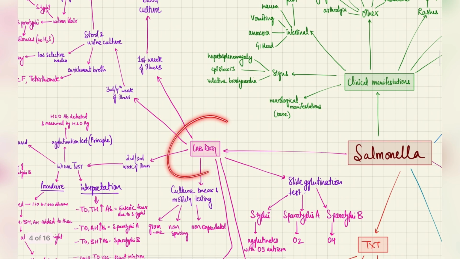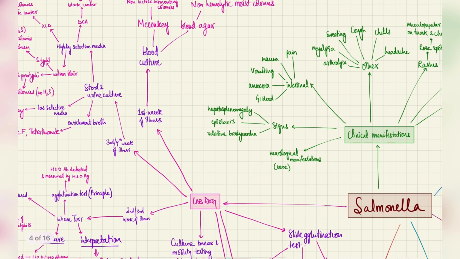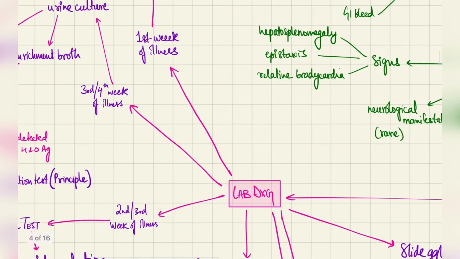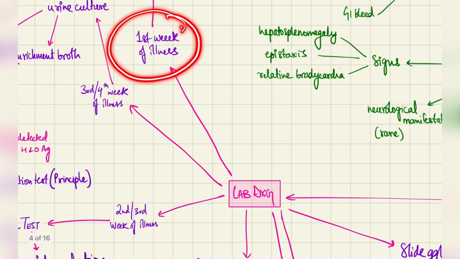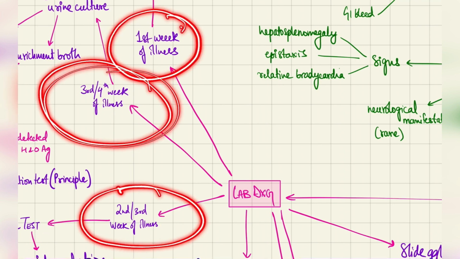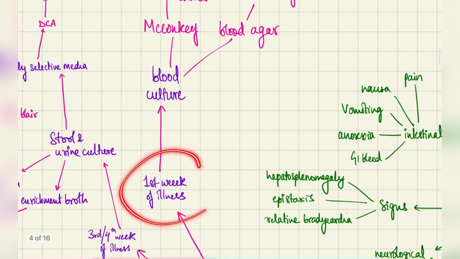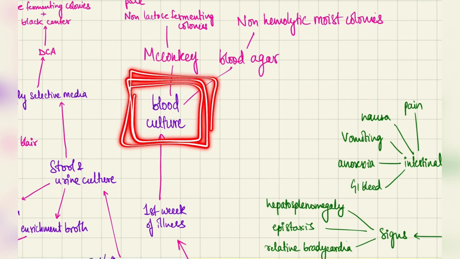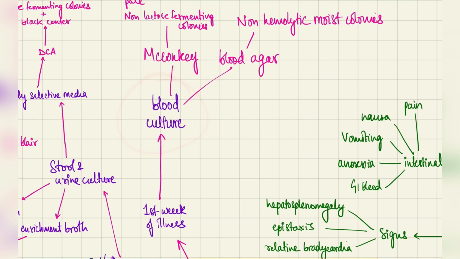Let's go to the lab diagnosis, which is a major part of this discussion. So we'll divide this lab diagnosis mainly into what we should do in the first week of the illness, what in the second and third week of the illness, and what during the third and fourth week of illness. Starting with the first week of illness, our concentration will be on getting a blood culture. We need to know why we're getting the infection. Blood culture, we'll culture it where?